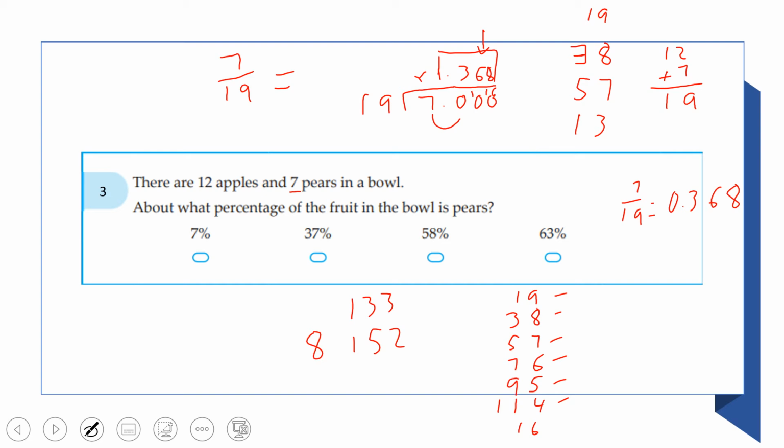And how do we convert a decimal to a percentage? We times by 100. And when we do that, we move the decimal place 2 across. 1, 2. So 36.8%. Which of our answers is most similar? Definitely the 37. We round up to the nearest number. That is our answer.